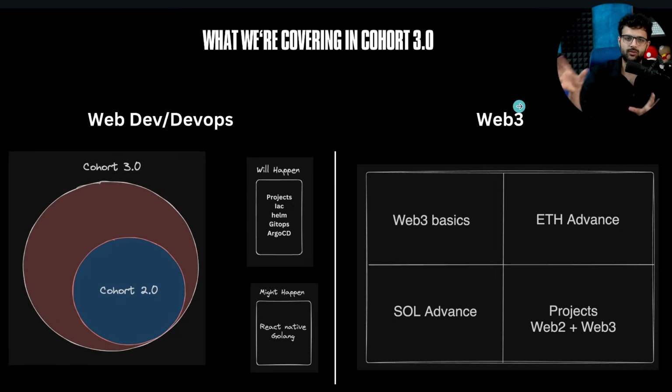These are the extra things from Cohort 2 that we will definitely be covering. Web3 will be divided into 4 parts. Some very basic foundational stuff in Web3, some client-side logic. Then we'll move on to Ethereum Advanced, Solana Advanced, and build a bunch of projects and Web2 plus Web3 use cases. First up, let's go through the syllabus of Web Dev and DevOps.